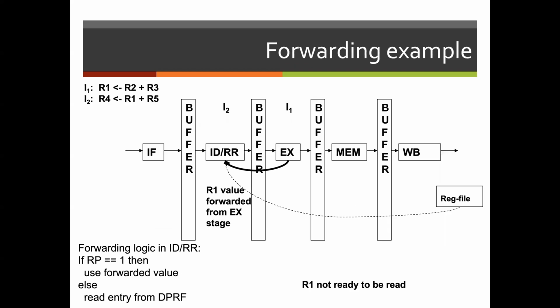And so our essential logic that we could analyze for this, let's consider that we have two instructions, I1 and I2, in which an operation is stored into R1, but R1 is also needed for I2. So in this example, we can say that the ID RR stage will set the value of RP to equal 1, and so the forwarded value is set. If it's not set, then we're going to read from our entry from our dual ported register file.